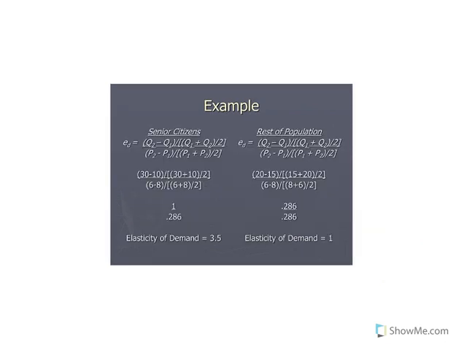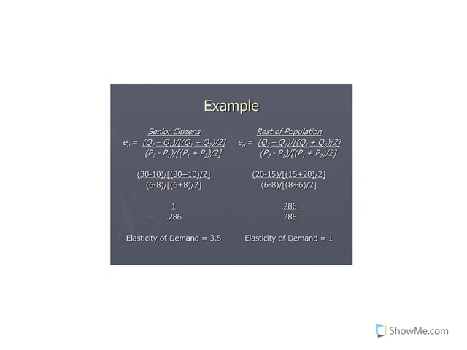So you'll notice that I'm basically doing the same exact problem that we did in previous slides in the previous lecture when we did arc elasticity. The only difference is I'm now doing it for two groups of people. I'm using that same formula for arc elasticity, but I'm doing it for both senior citizens and the rest of the population. So again, you would do the same thing. You would take your data, plug those numbers into the formulas and do the simple math out.